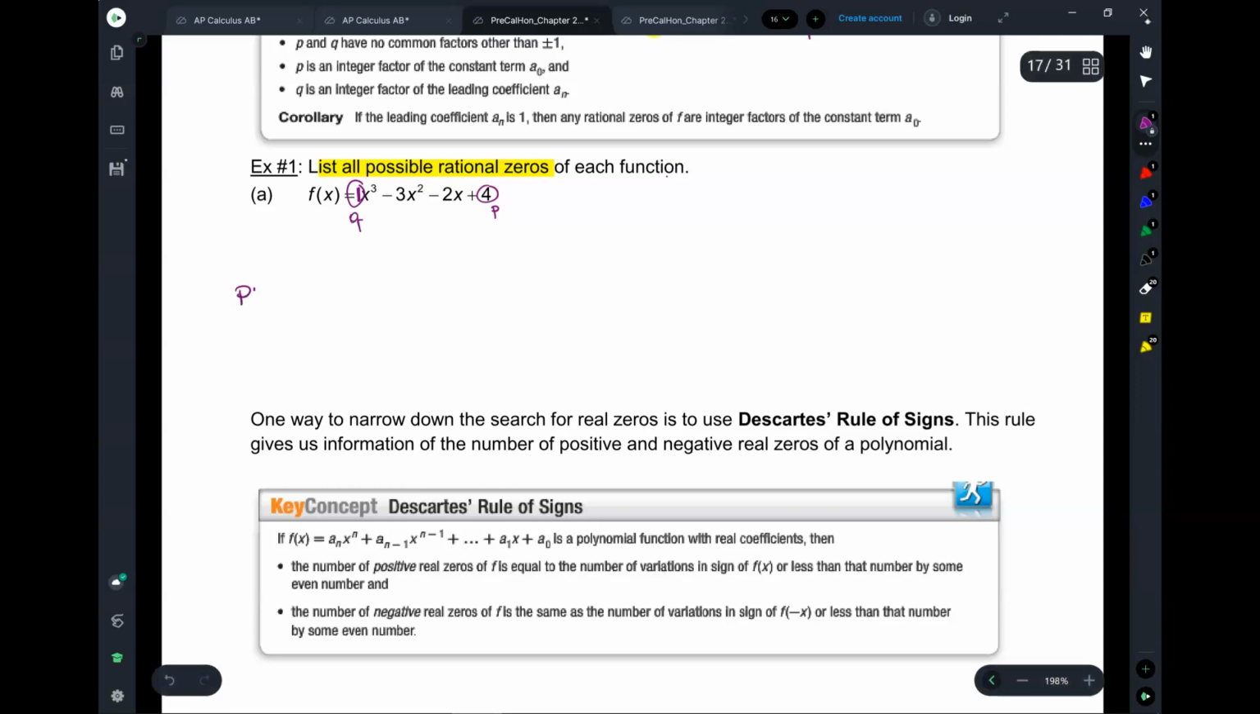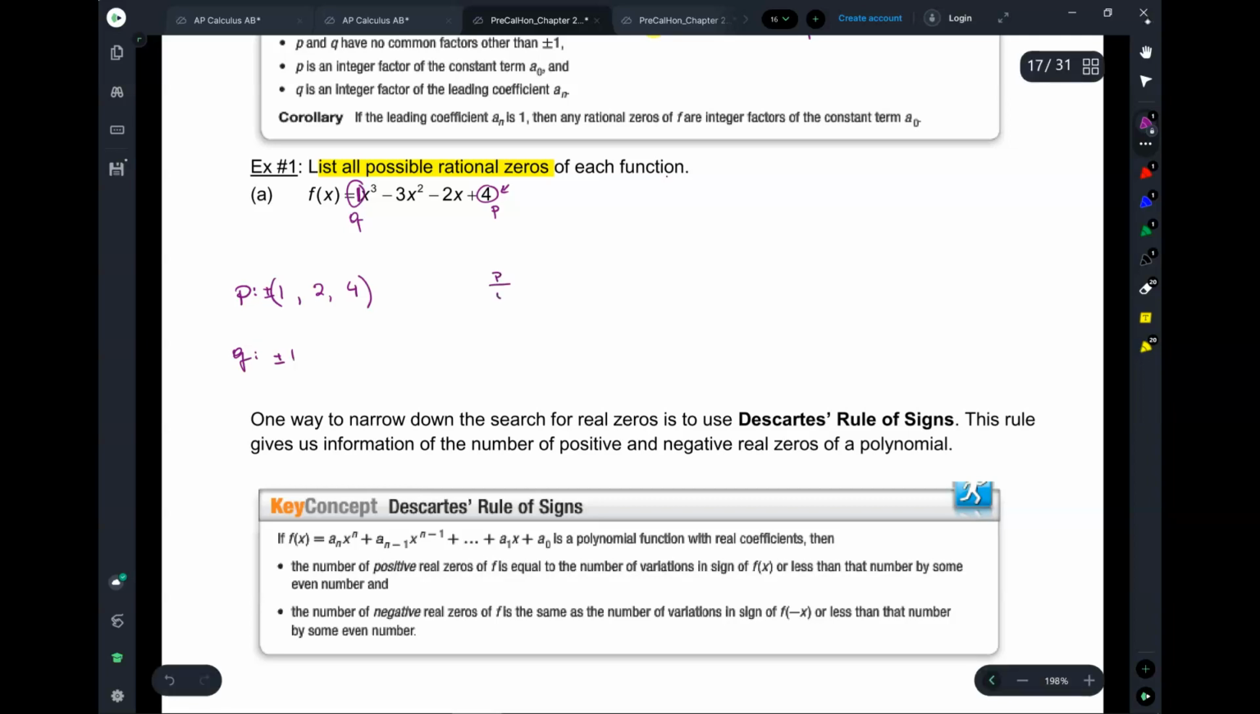All right, p happens to be the factors of that number 4. So what are the factors of 4? 1, 2, and 4, right? Because 1 times 4 is 4. But also, -1 times -4 is 4. So each of these could also be their plus or minus version, right? So plus or minus 1, plus or minus 2, plus or minus 4. So we say it's plus or minus 1, 2, or 4. Q are the factors of 1, which is just plus or minus 1.